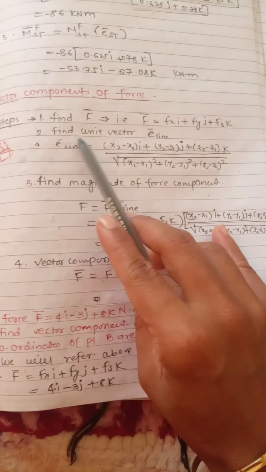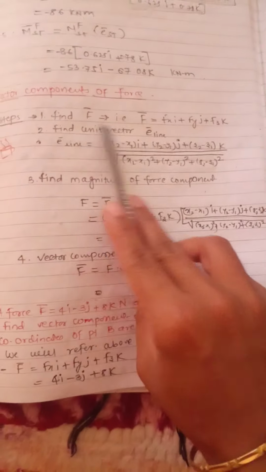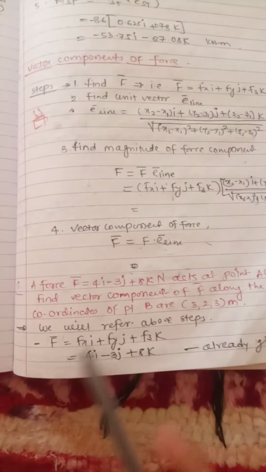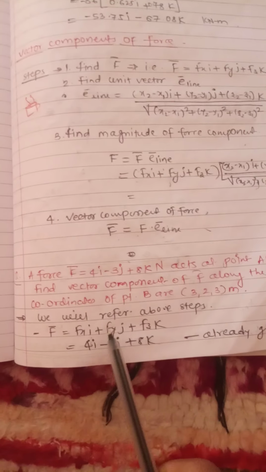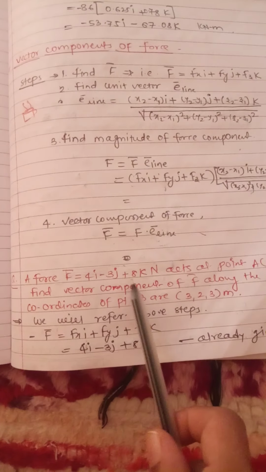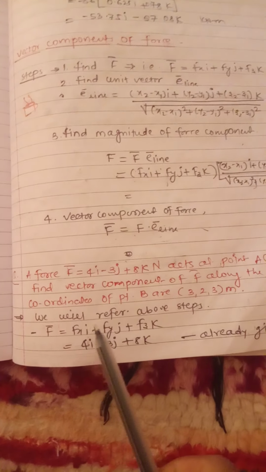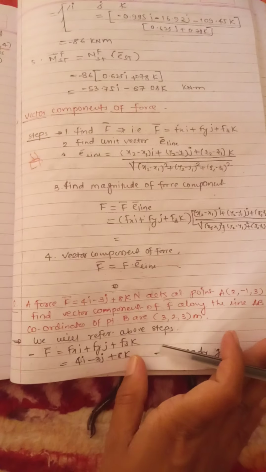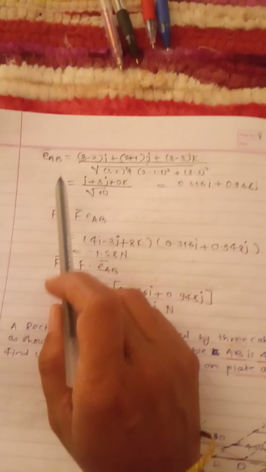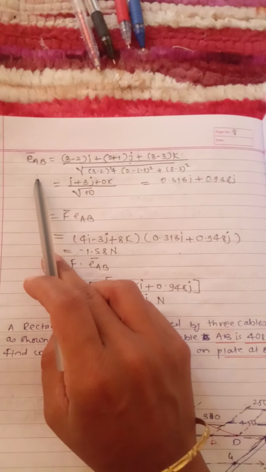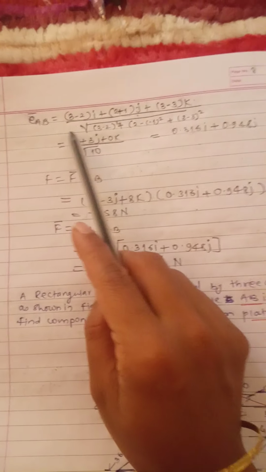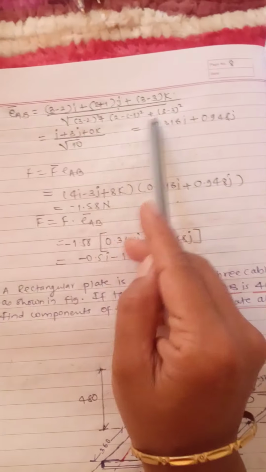First of all, you are supposed to find the unit vector of force, meaning the force in vector form. But it is already given to us, 4i minus 3j plus 8k, so we don't need to bother about it. We'll directly use it. Then the second step is to find the unit vector of the line. The line is our AB, so the coordinates of B minus A will be the situation. So 3 minus 2, all these points are given to you, so we'll work this out.